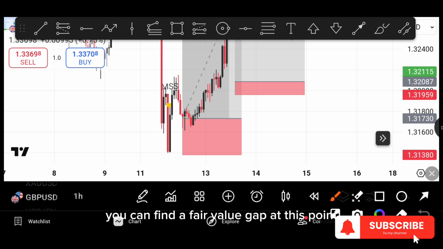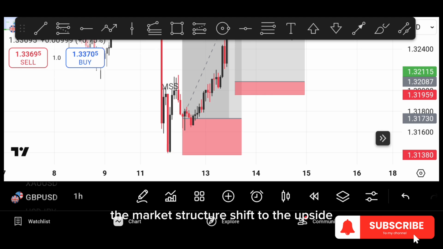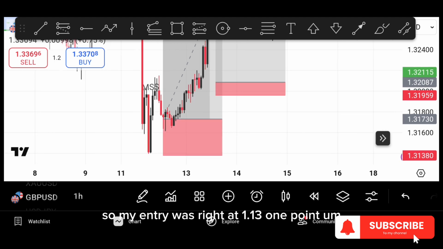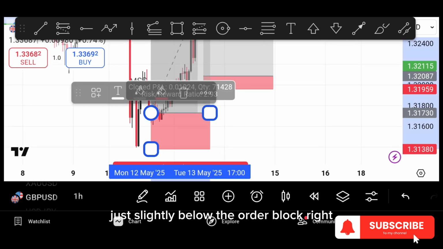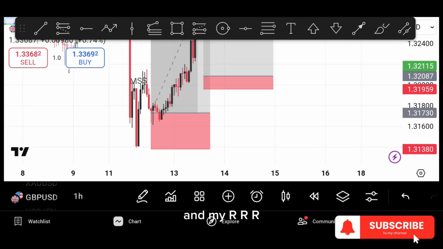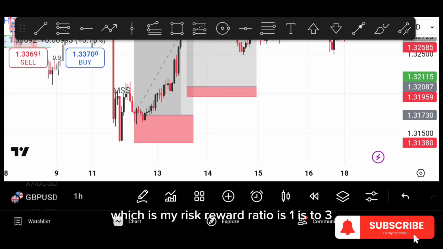Yeah, you can find a fair value gap at this point, and this is our order block that caused the market structure shift to the upside. So my entry was right at 1.31730, guys, and my stop loss was 1.13, just slightly below the other block, right? And my RRR, which is my risk to reward ratio, was 1 is to 2.